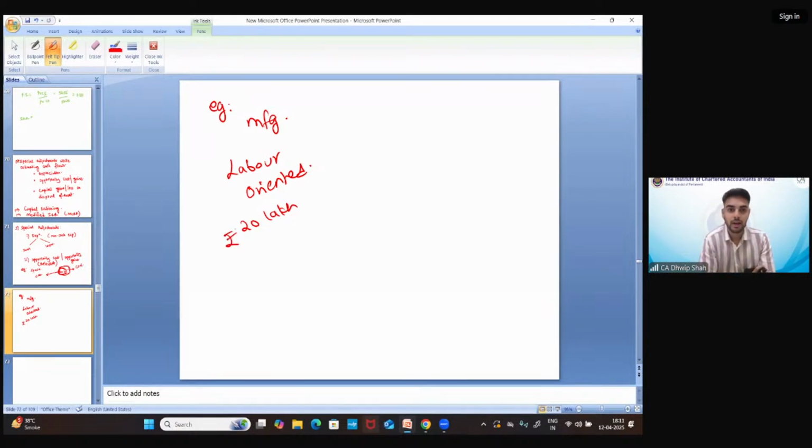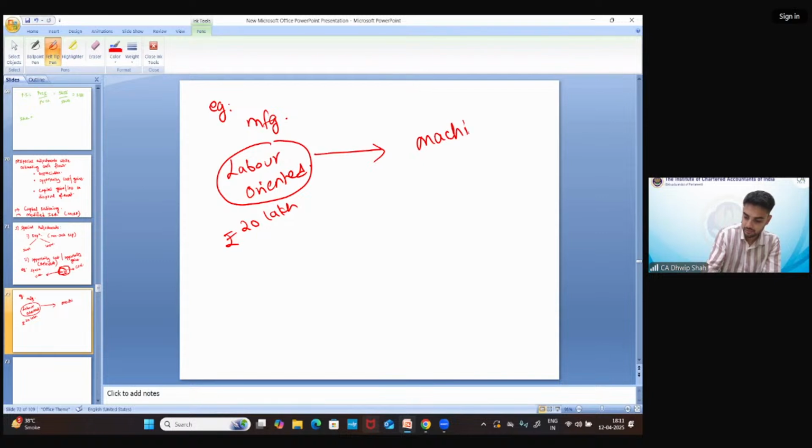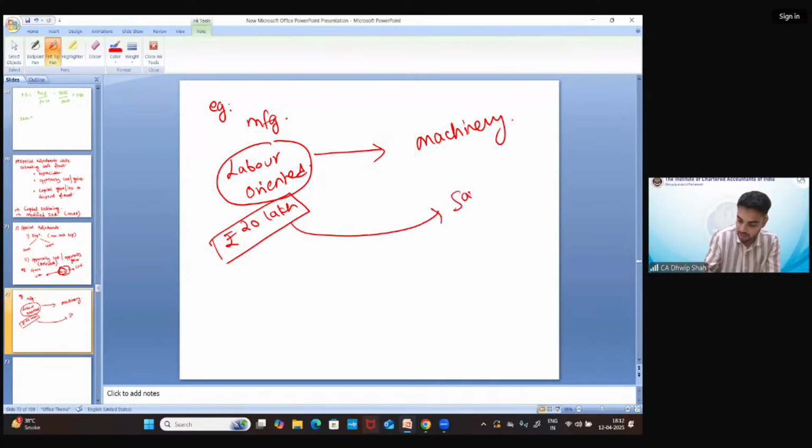ठीक है? But now due to technological advancement, I've replaced this manual labor with machines. अब मेरा सारा मैन्युफैक्चरिंग मशीनरी बेस्ड हो गया due to technological advancements. So can I say now I don't have to pay this 20 lakh every year? So in other words, can I say I will save this cost? Savings in labor cost हो जाएगा अब. So this is an opportunity gain or savings in cost. So this you will add as a revenue.